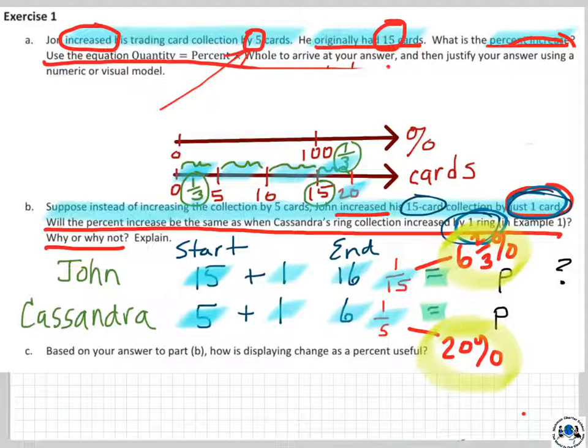They both had the same number of items increased by the same. They both got one more item in their collections, but John started from a bigger number, and therefore his percentage was less. Okay?